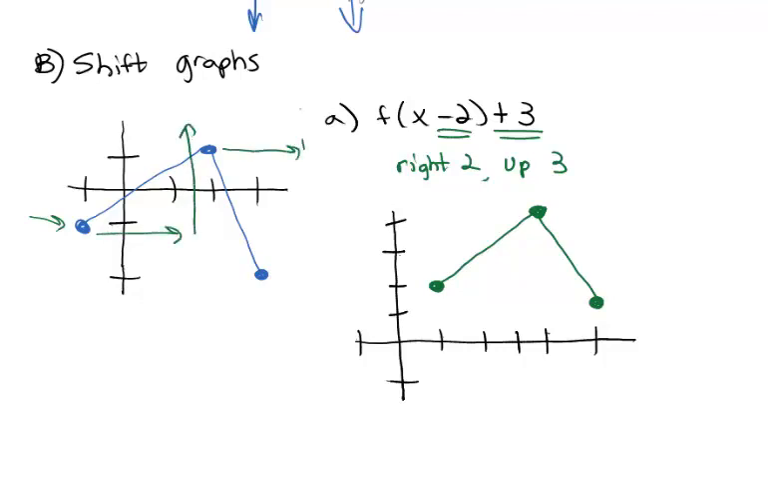Right 2 units, up 3 units. So everything did the same shift to create our new function.